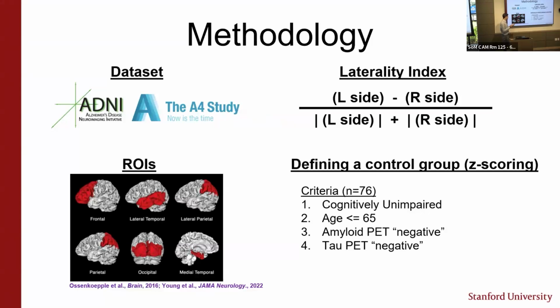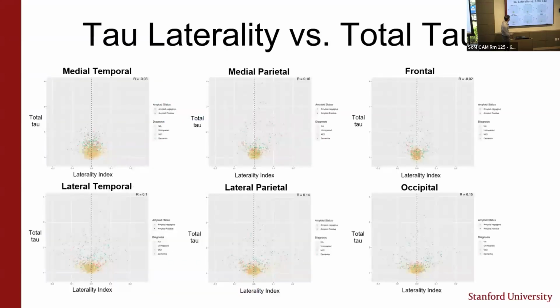And then for some subjects, I've looked at a control group defined as unimpaired individuals who are young for our subfield, which is less than 65, who are amyloid and tau negative on PET scans. So one of the first things I did was just map the total amount of laterality index or laterality by total tau. And there are a lot of small graphs here, but for these 6 different regions, you can see laterality index is on the x-axis, and more positive values would be to the right, meaning more left-sided, and more right-sided signal would be to the left or more negative.